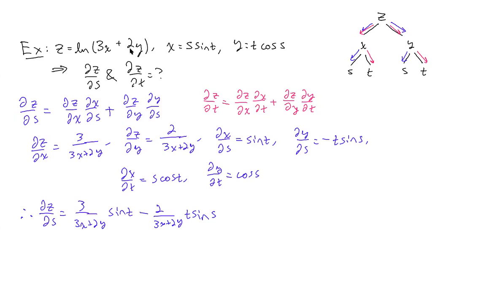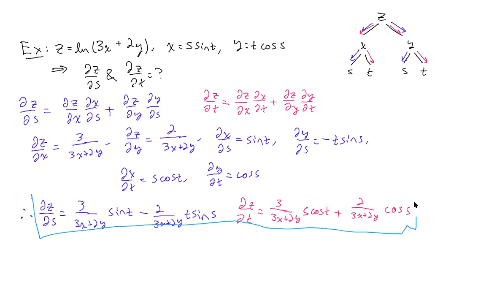And meanwhile, we know that del z del t, similar principle pretty much, is going to be 3 over 3x plus 2y times, now in this case you're going to need del x del t, which we said is s times cosine t, plus 2 over 3x plus 2y times cosine of s. And that's it. Those are your two partial derivatives.